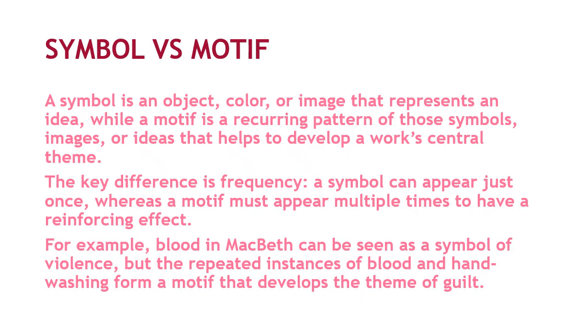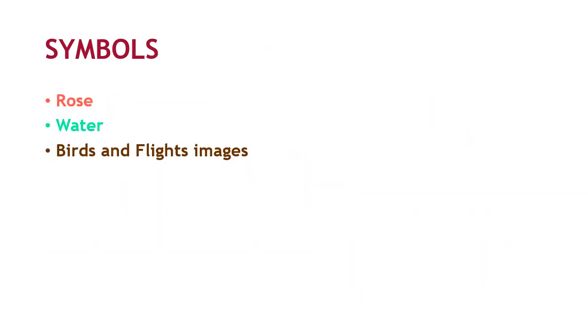For example, blood in Macbeth can be seen as a symbol of violence, but the repeated instances of blood and hand washing form a motif that develops a theme of guilt. In this novel, A Portrait of the Artist as a Young Man, there are three major symbols: rose, water, and birds and flight images.